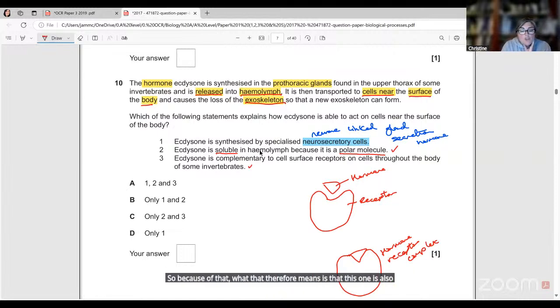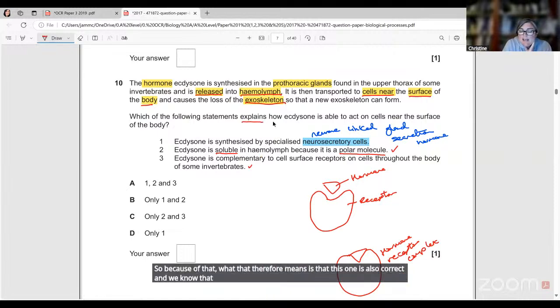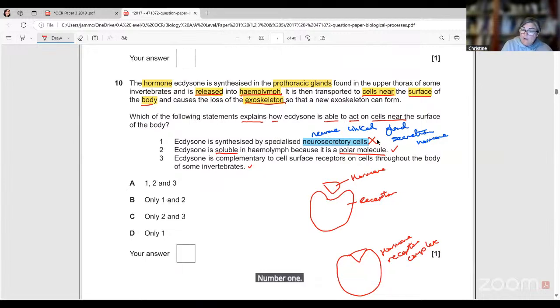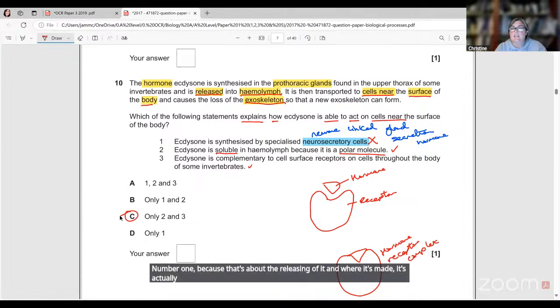And we know that it says explains how it's able to act on the cells near the surface of the body, not how it is released. Therefore, we wouldn't agree with number one, because that's about the releasing of it and where it's made. It's actually looking for you to say C is the answer. So does that help with how to answer that question?